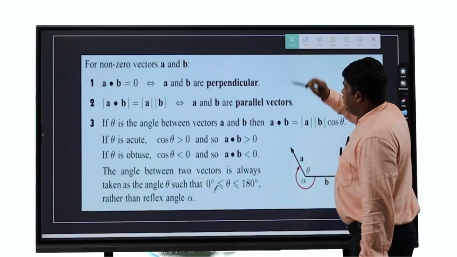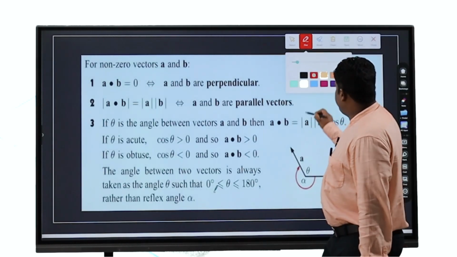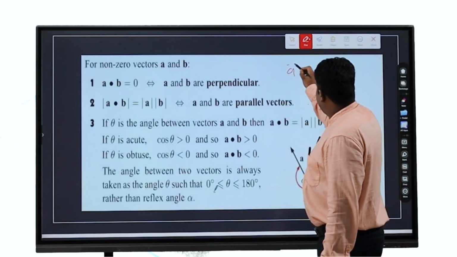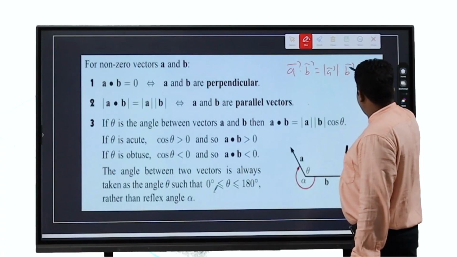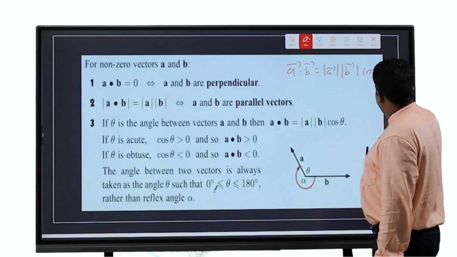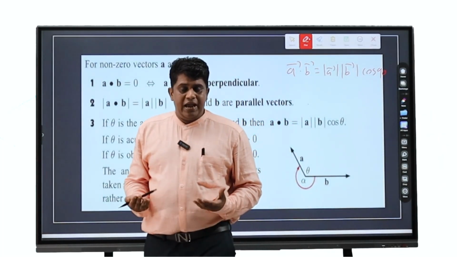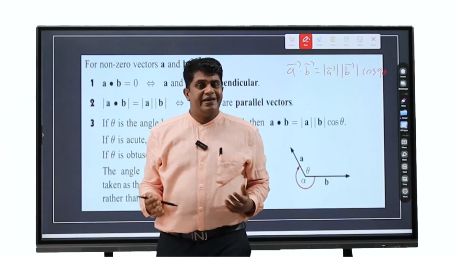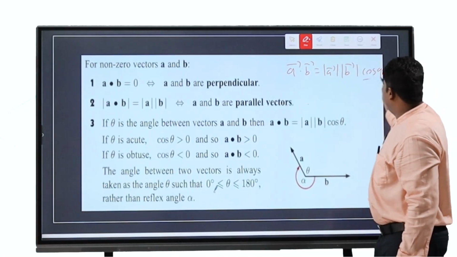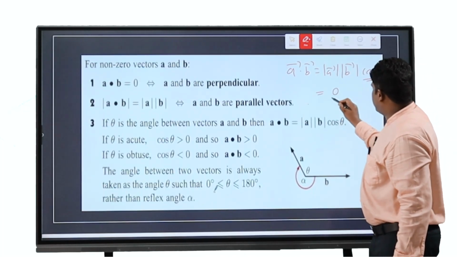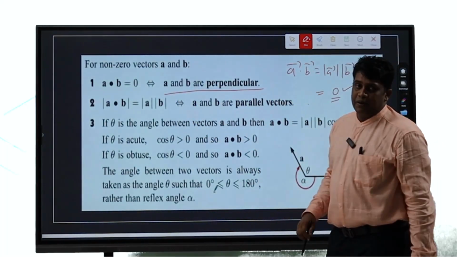What happens if A and B are perpendicular? If A and B are perpendicular, A dot B is equal to the magnitude of A into the magnitude of B into cos 90. Why? Because theta is the angle between A and B. If A and B are perpendicular, the angle between them is 90 degrees, so theta is 90 degrees. Cos 90 is 0, which means A dot B is equal to 0 if A and B are perpendicular.